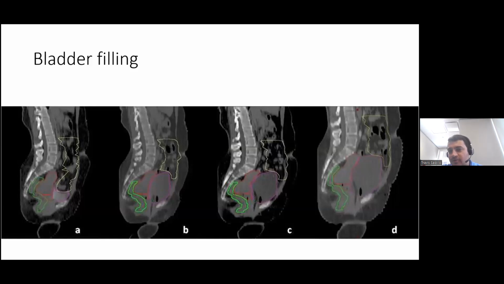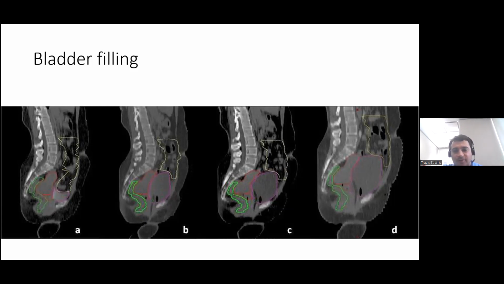So again, as I alluded to, bladder filling is another big one. Bladder filling occurs on a more rapid time frame than peristaltic motion. We'll notice that over a period of 30 minutes, you can grow your bladder volume from a couple 100 cc's or 50 cc's all the way up to 400 or 500 cc's, depending on how much water you drink.